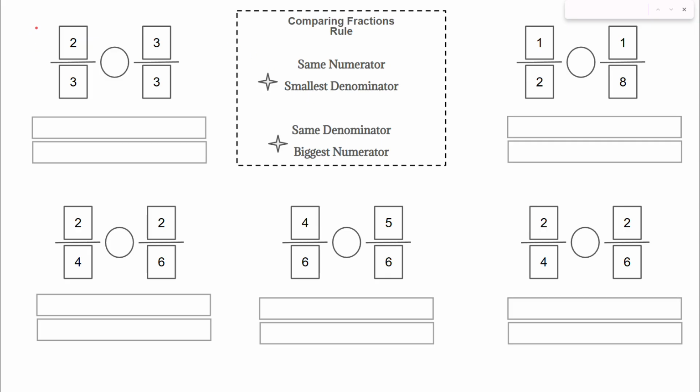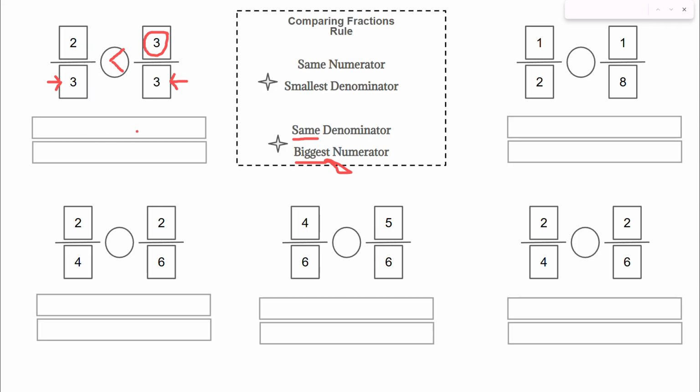So let's start with our fraction number 1 over here. We have 2/3 and 3/3. We notice that they both have the same denominator, but different numerators. Okay, so our denominator is on the bottom. So if we have the same denominator, then we are looking for the one with the biggest numerator. So that would be this one right here. So that means that is the biggest one. And we put that right there.